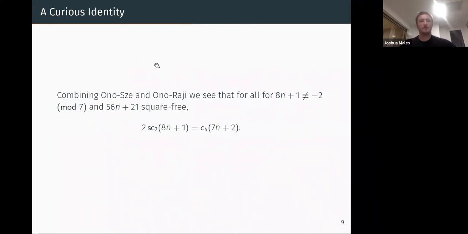So this is something Ken noticed, Ken Ono, and pointed out to me that if we combine these results of Ono-Sze and Ono-Raji, we find that for 8n plus 1 not congruent to 5 mod 7, and 56n plus 21 square free, we have some curious identity. So on the left-hand side, we have 2 times the number of self-conjugate 7-cores on some arithmetic progression is the number of 4-cores on a different arithmetic progression. Why should this be true? So this was my major motivation for studying these problems.